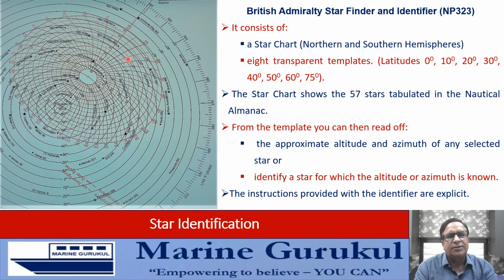What you're seeing in this diagram, what is in the background, the white one with these black graduations and these stars printed on it, is the star chart. The transparency is the one with these red or brownish markings on it. That is the transparency that they're talking about. So the transparency has to be used together with the chart.